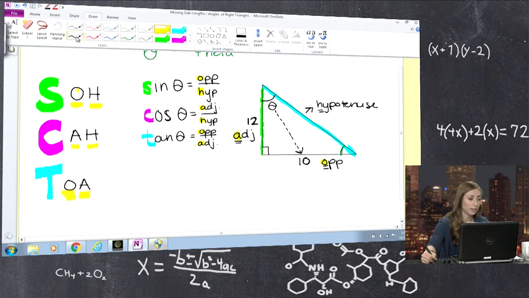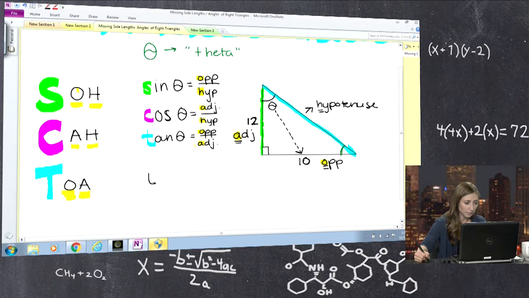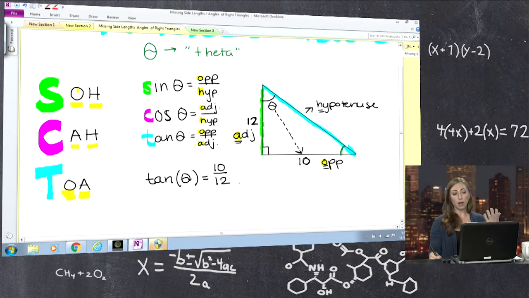So we're going to write a tangent equation. We're going to say tangent of theta, and this time we don't know theta. We don't know what it is, so we are just going to say tangent of theta is equal to the opposite over adjacent. So 10, which is our opposite side, over adjacent, which is 12. Now we have to isolate our variable. Some students want to divide by tangent, or divide by tan. That doesn't work. This is all one function.